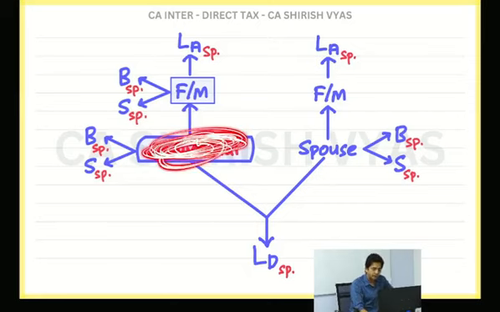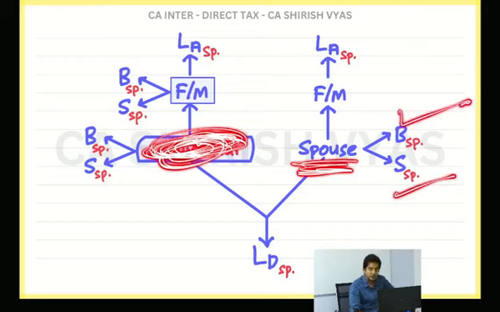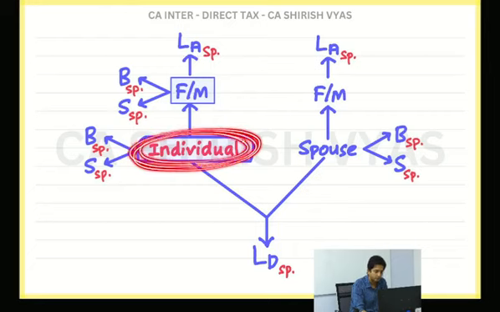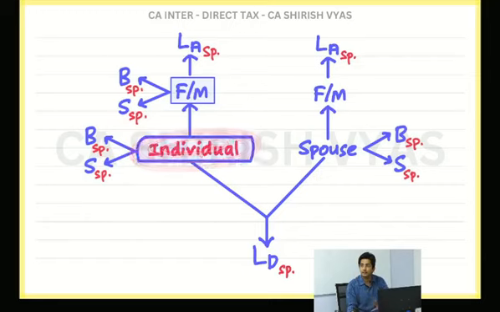So for Mrs. Khanna, who is the relative? Mr. Khanna's brothers and sisters. In short, what I am trying to say is, in the question, whoever is the person, that person is in the box. Individual means here I have written the assessee. So that assessee can be a male, female, anyone. Like in that question, it was Mrs. Khanna. So for Mrs. Khanna, who is the relative?